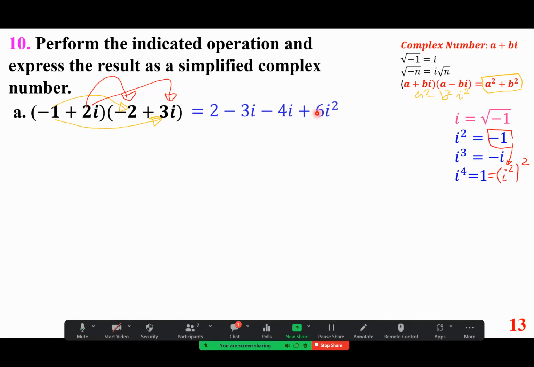Over here, everything is fine. We're going to change this to minus 6. We're going to combine 2 and minus 6. We get negative 4. We're going to combine these two into negative 7i, and we are done.